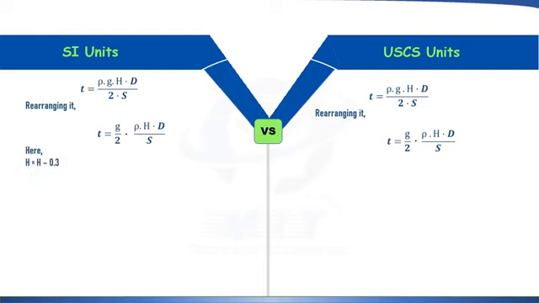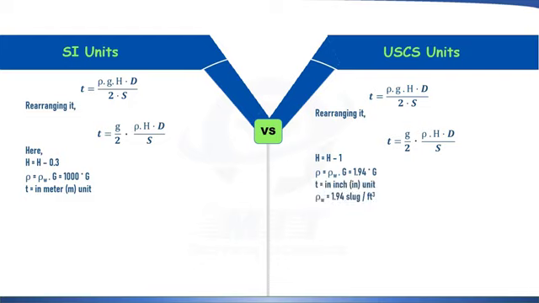Here, as we have mentioned, H equals H minus 0.3 for SI unit, density equals density of water times specific gravity, and we know that the density of water is 1000 kg per meter cube. Here T is in units of meter. For USCS unit, H equals H minus 1, and density of water here is 1.94 slug per foot cube, and here thickness is in units of inches.